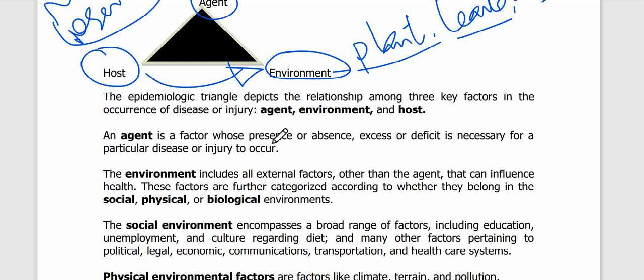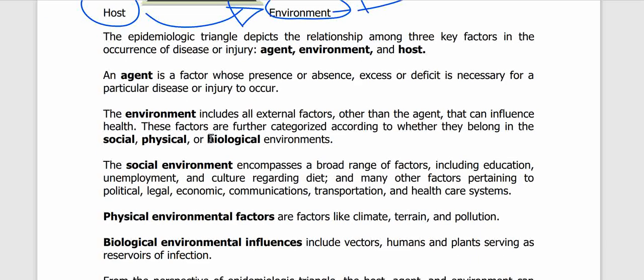So the epidemiologic triangle depicts the relations among three key factors in the occurrence of disease or injury, which are the agent, the environment, and the host. So an agent is a factor whose presence or absence, excess or deficit is necessary for a particular disease or injury to occur. Okay, it must be there, whether it is the absence or the presence, it must be there for that disease to occur.